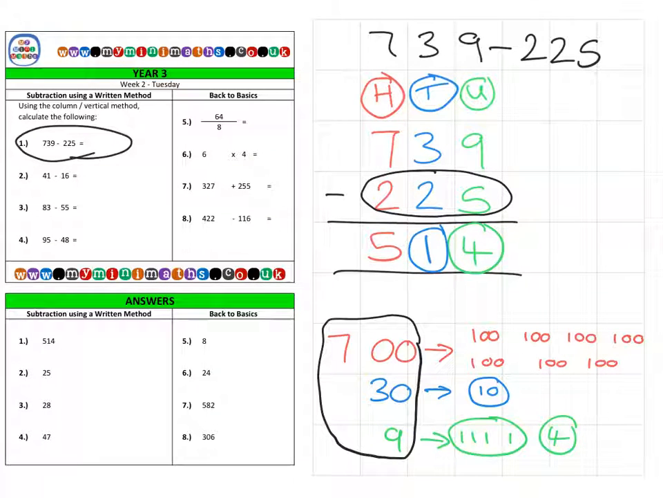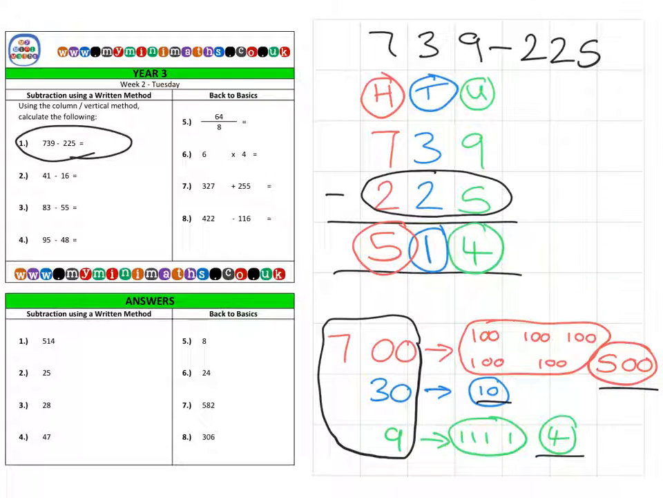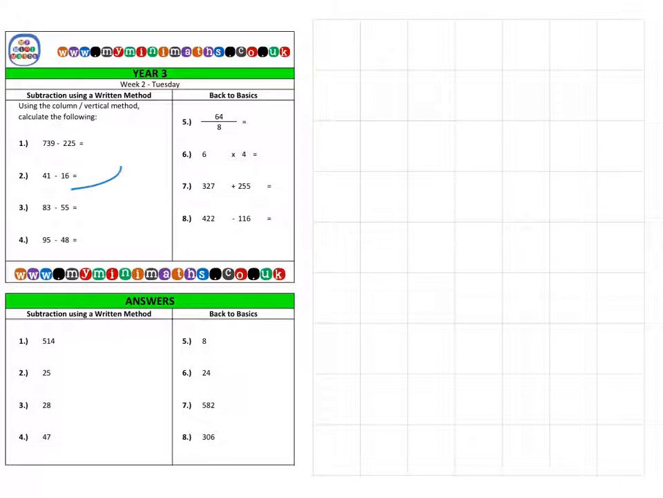And then finally, we start with the 700s, and we're going to subtract 2 of them. So that's 1, 2, and that leaves us with 500 in the hundreds column for a final answer of 514. And next we're on to question 2, which is 41, and we're going to subtract 16.